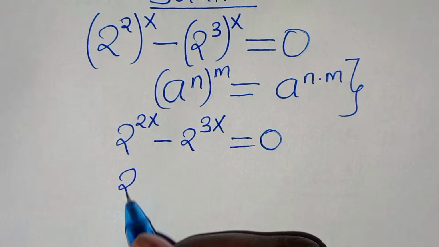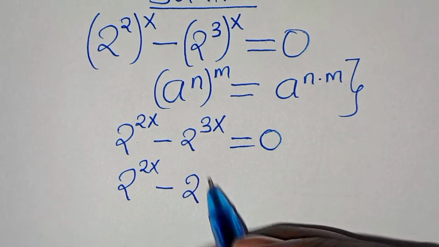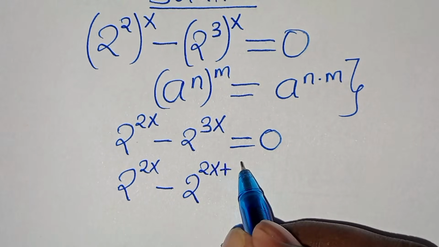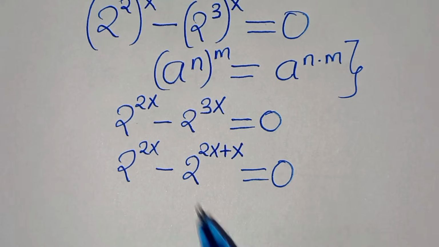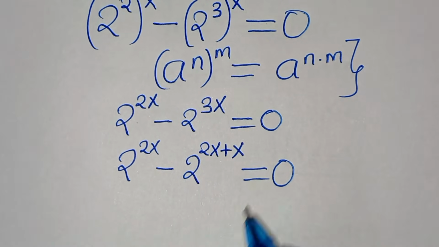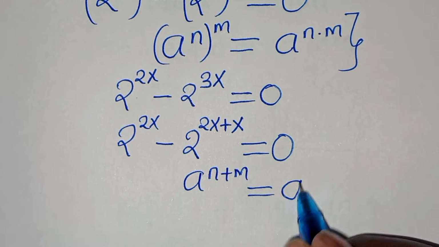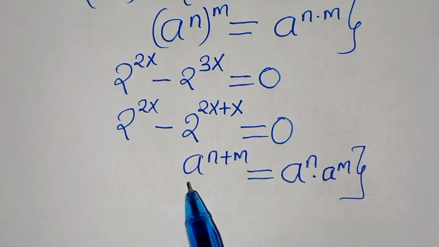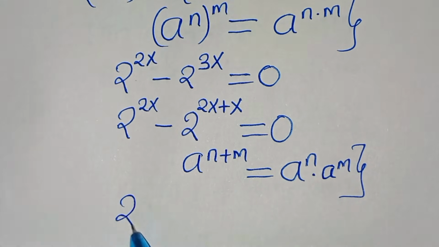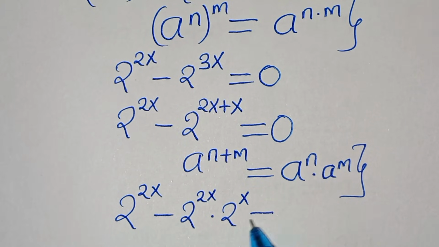Now, this is 2 to the power of 2x minus 2 to the power of 3x. This can be expressed as 2 to the power of 2x plus x. This is equal to 0. Now, 2 to the power of 2x plus x is in the form of a to the power of n plus m, which we can express as a to the power of n times a to the power of m. Applying this exponent property, then we have 2 to the power of 2x minus 2 to the power of 2x times 2 to the power of x. This is equal to 0.